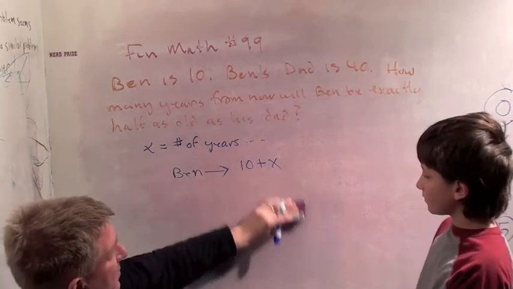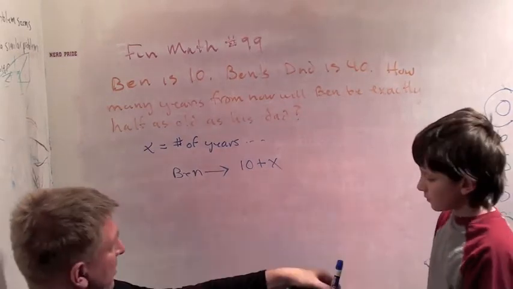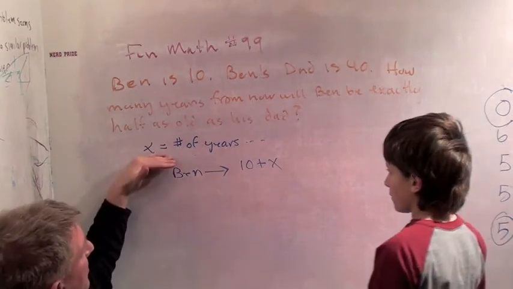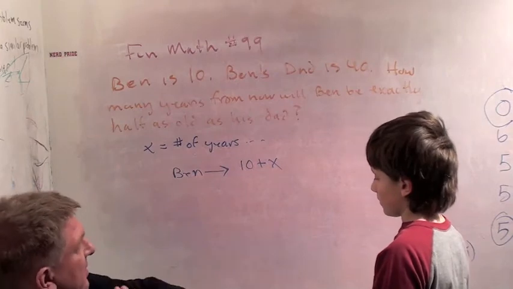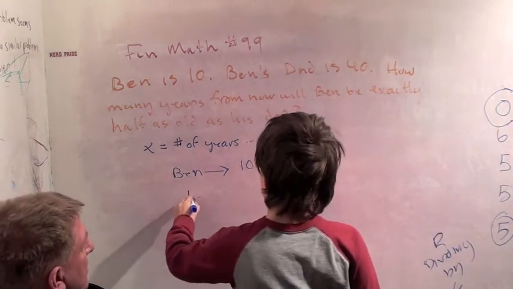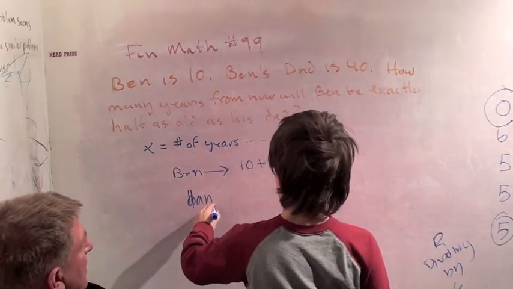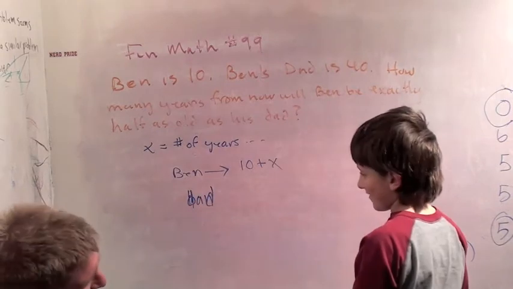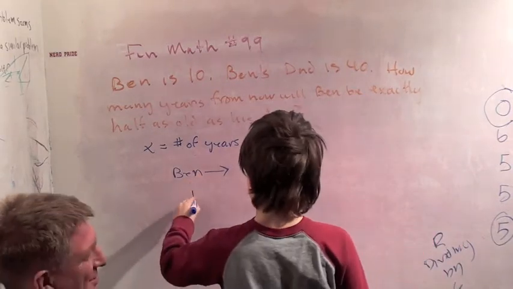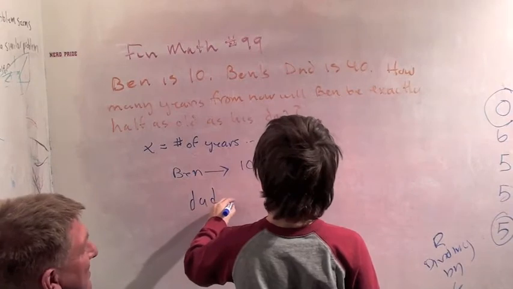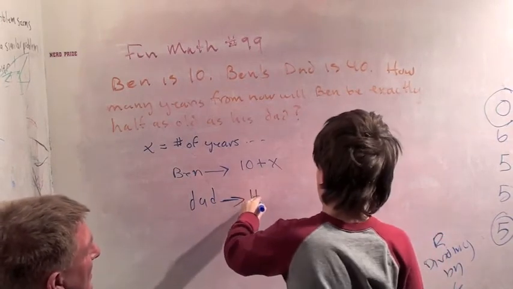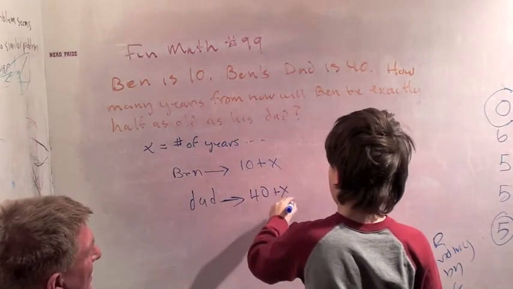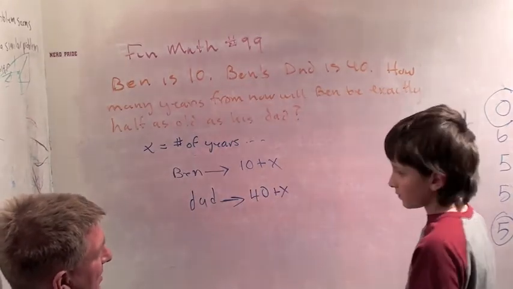Okay, so I think you got a little confused at the beginning of this problem. See if you can go from here. X is the number of years. That's what we're trying to solve for. X years from now, Ben will be 10 plus x. What's next? Dad. We shouldn't do these late in the day because spelling dad is even hard. Dad is 40 plus X. So x years from now, the dad is 40 plus x.